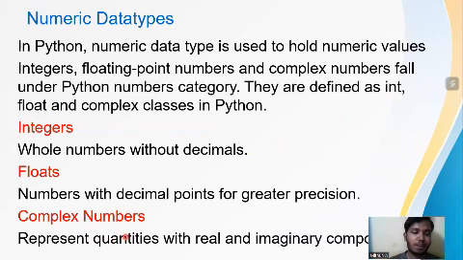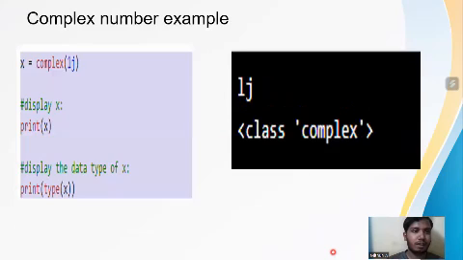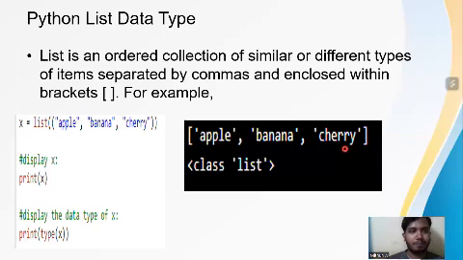If we talk about complex numbers, they represent quantities with real and imaginary components. So real and imaginary refers to, for example, linear or quadratic equations. Here the variable is assigned a complex of ij. On printing, we obtain ij, which is a complex number. In order to determine the data type, we use print type x. So we obtain complex as the data type, class complex.